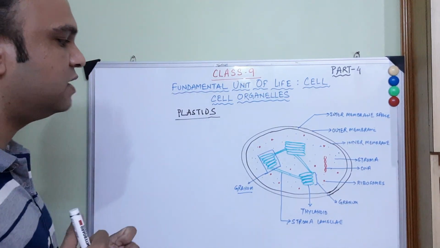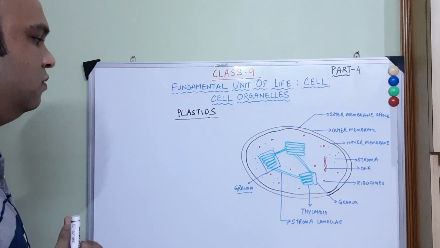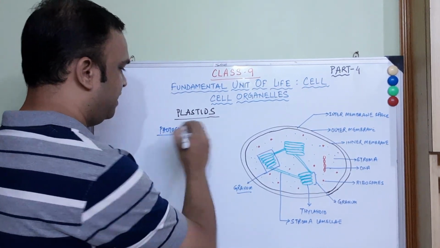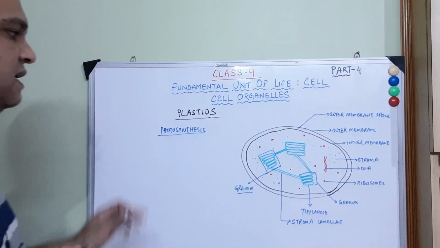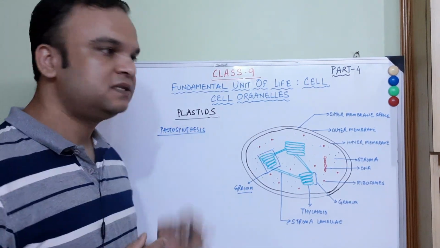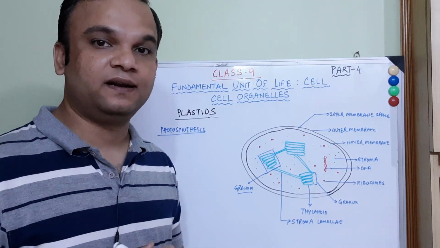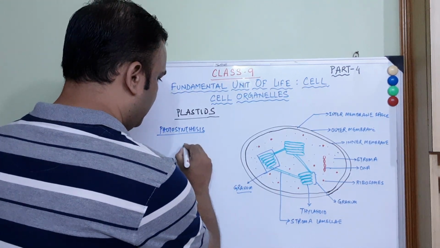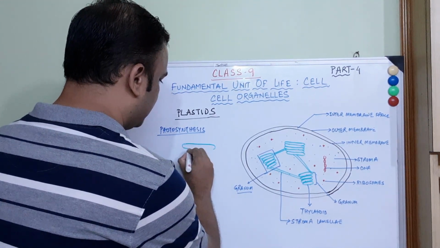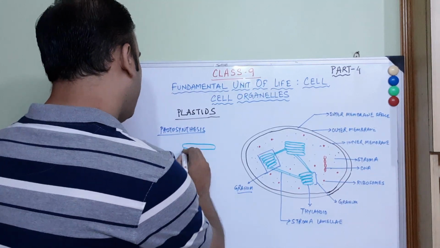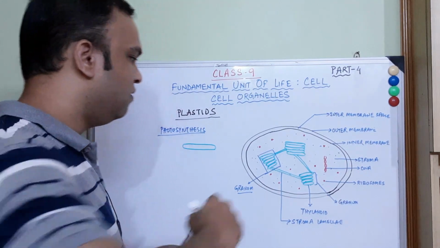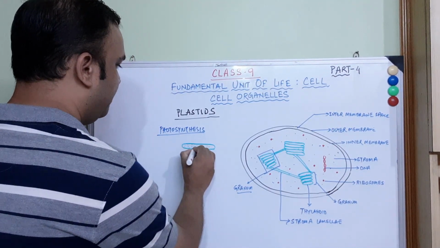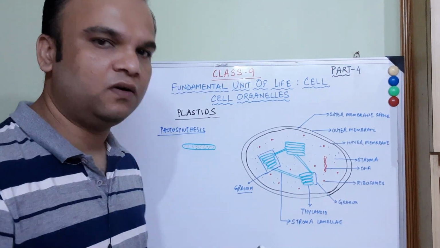So the important function of chloroplast that we all know is photosynthesis, right? Photosynthesis takes place within the chloroplast once the chlorophyll captures the sunlight. Chlorophyll is present inside the thylakoids. Okay, so this is the thylakoid, which is again a double membrane structure. Within the thylakoid, there are green color pigments, and these green color pigments are the chlorophyll.